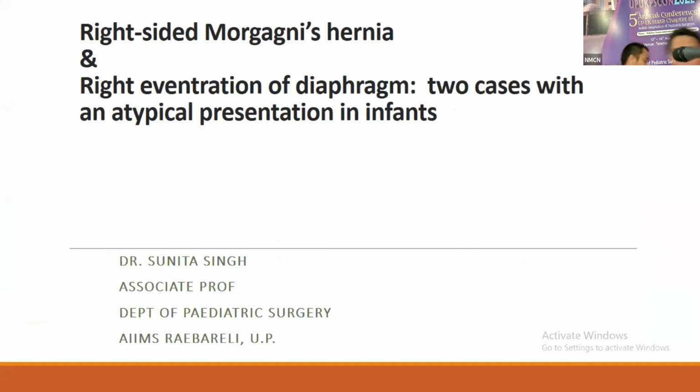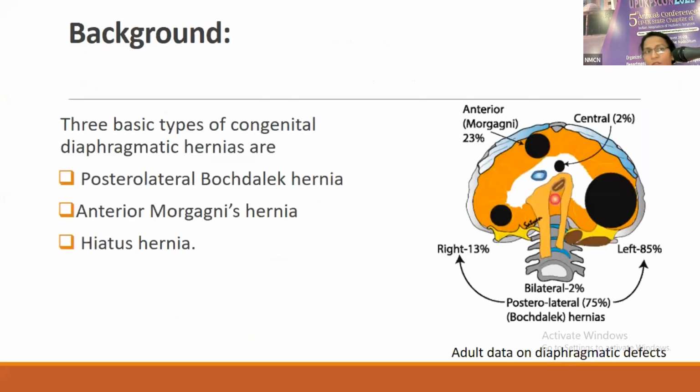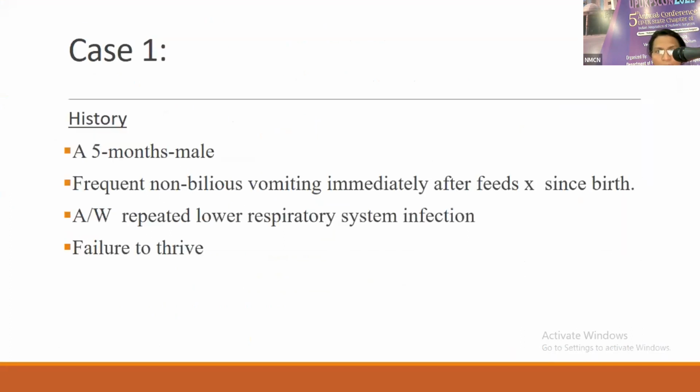Good morning, all. Today I am discussing two cases because of their rare presentations. In the first case, as we know, there are three basic types of congenital diaphragmatic hernias: posterolateral Bochdalek, anterior Morgagni, and the hiatal hernia.